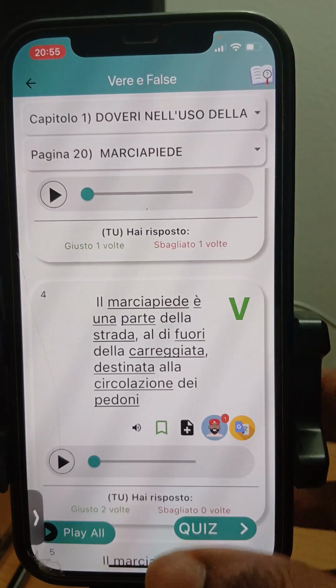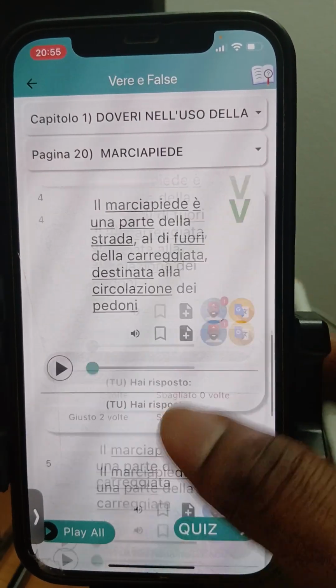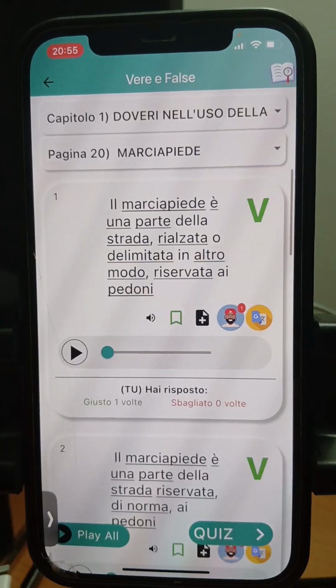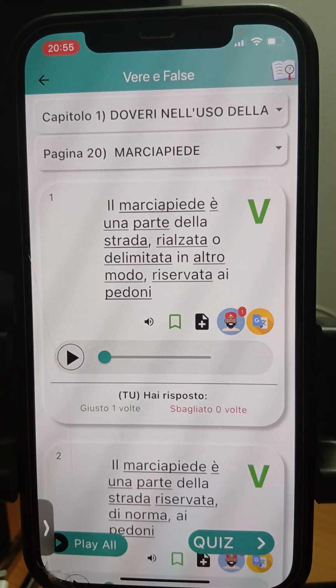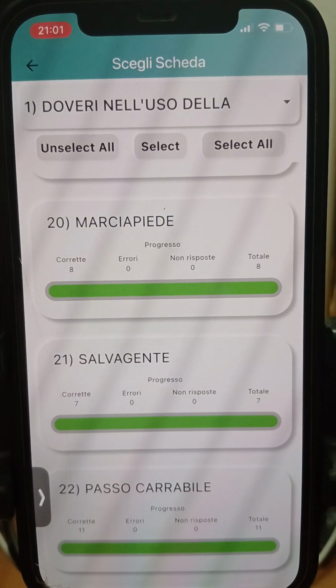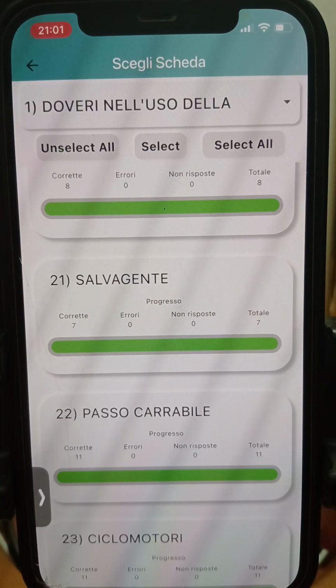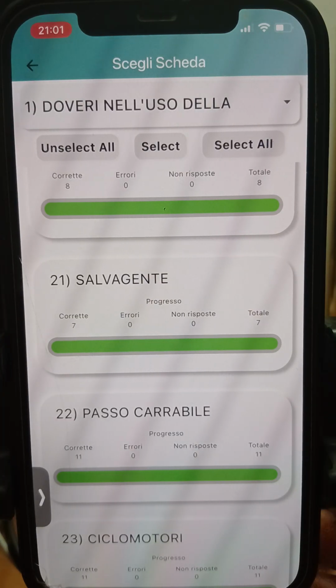So you know how we do it. Anything you did not hear from my mouth when I was explaining is what? Falso. Okay, so alright, we'll be talking about what we call salvagente. What is the use of salvagente?